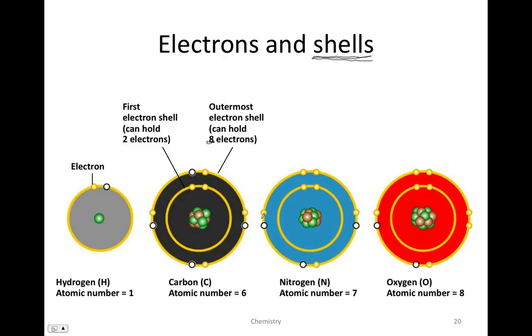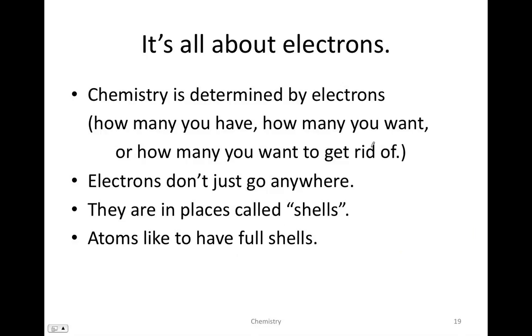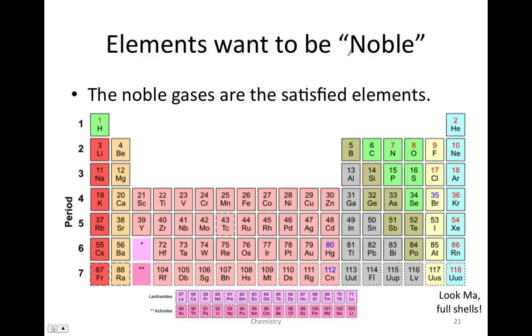Nitrogen has a total of 7 electrons, so 2 electrons in the inner shell, 5 in the outer shell, and that leaves 3 spaces. Oxygen has 6 in the outer shell, that leaves 2 spaces. And electrons like, as we said here, to have full shells. They like to be noble.